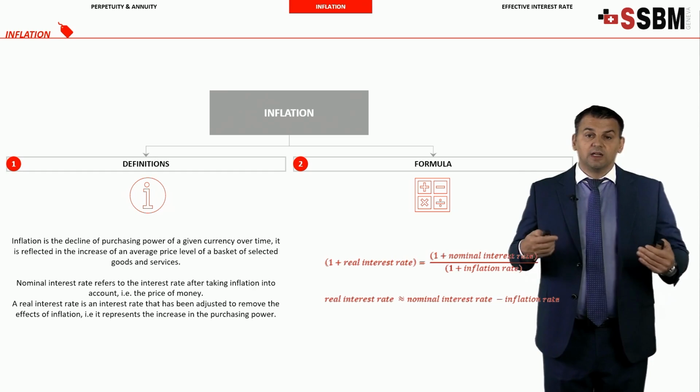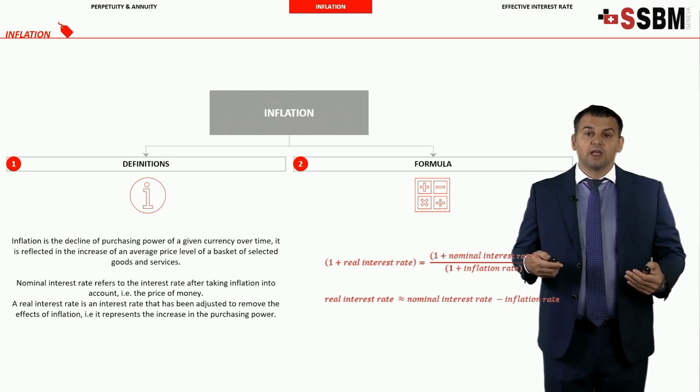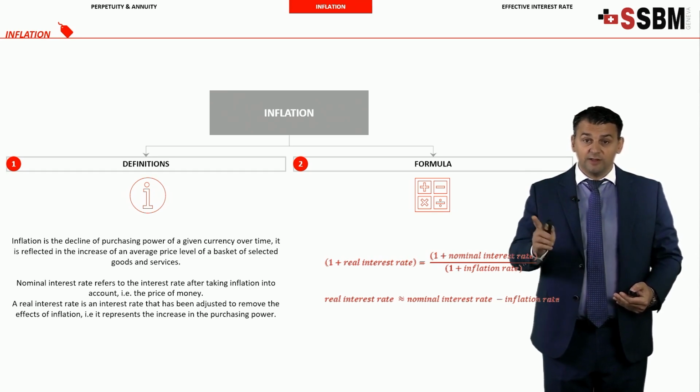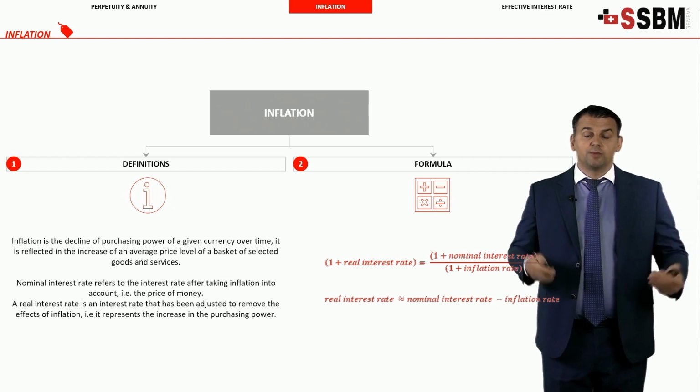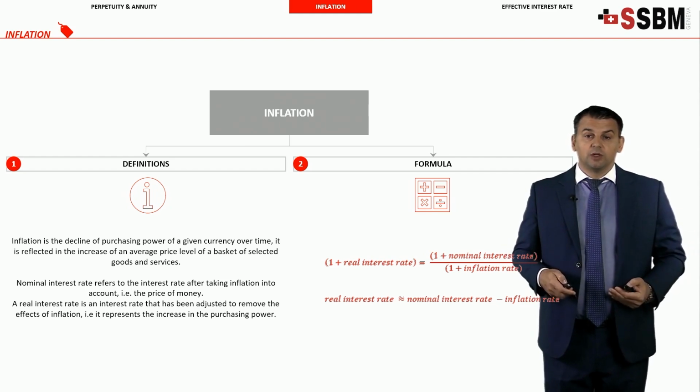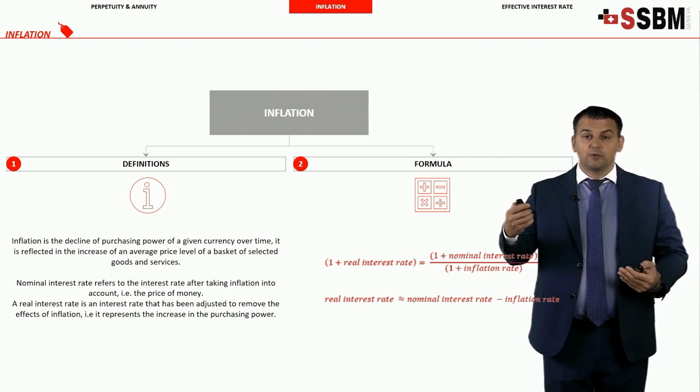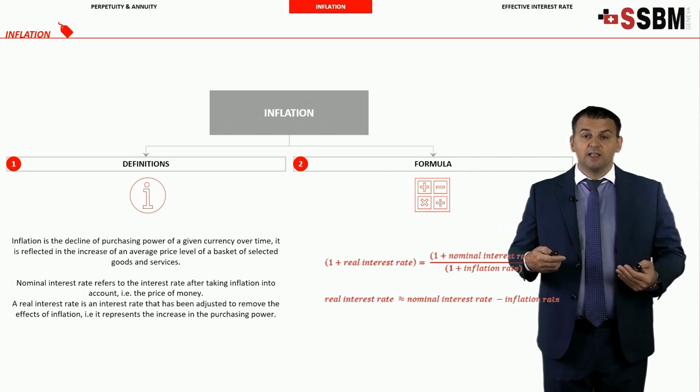1 plus real interest rate is equal to 1 plus nominal interest rate, nominal with inflation, divided by 1 plus inflation rate, between brackets. So you see that from the nominal rate you remove the inflation by dividing by 1 plus inflation rate, all minus 1, to get the real rates without inflation.